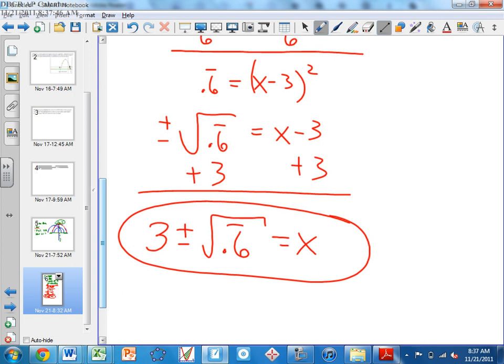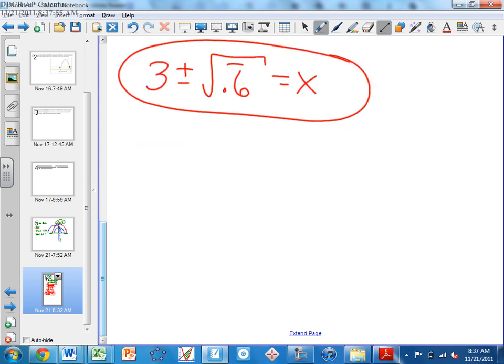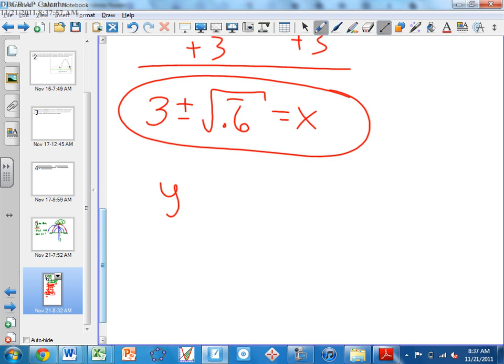If we want to think about this as our standard equation with no numbers, just variables, let's go through this. This is my standard form over here.